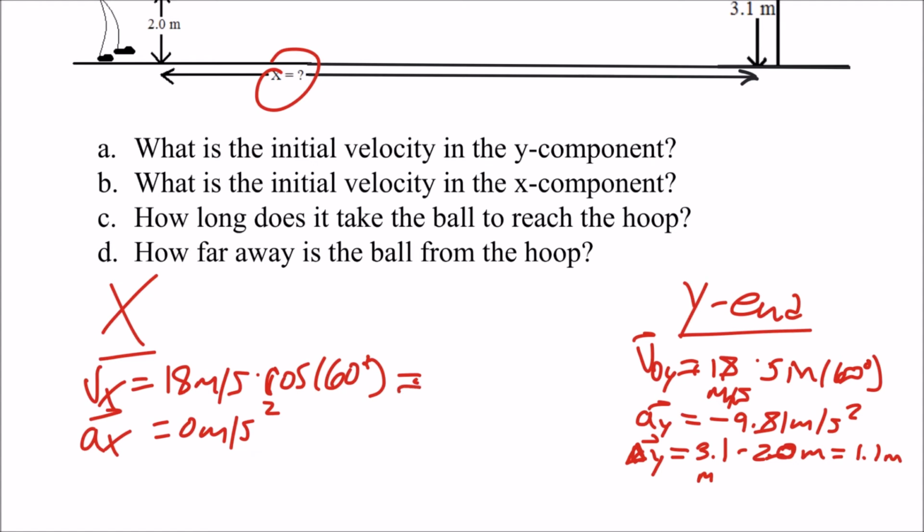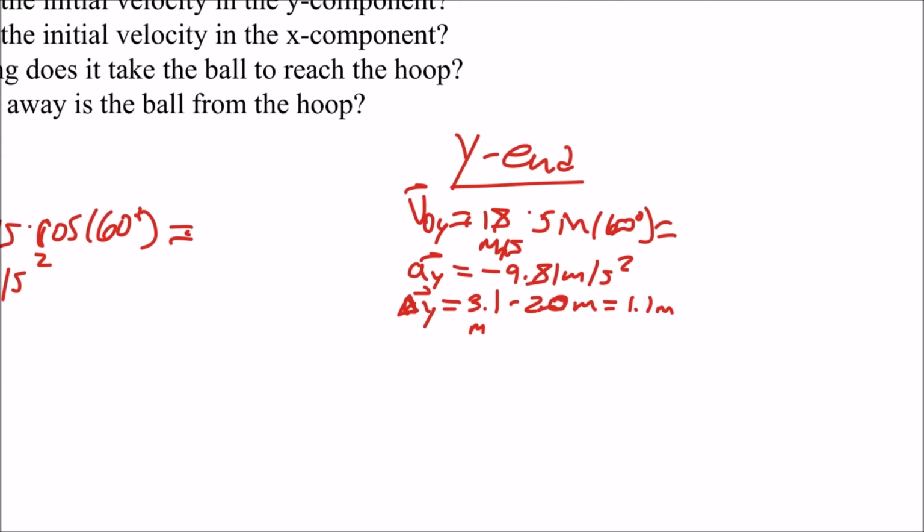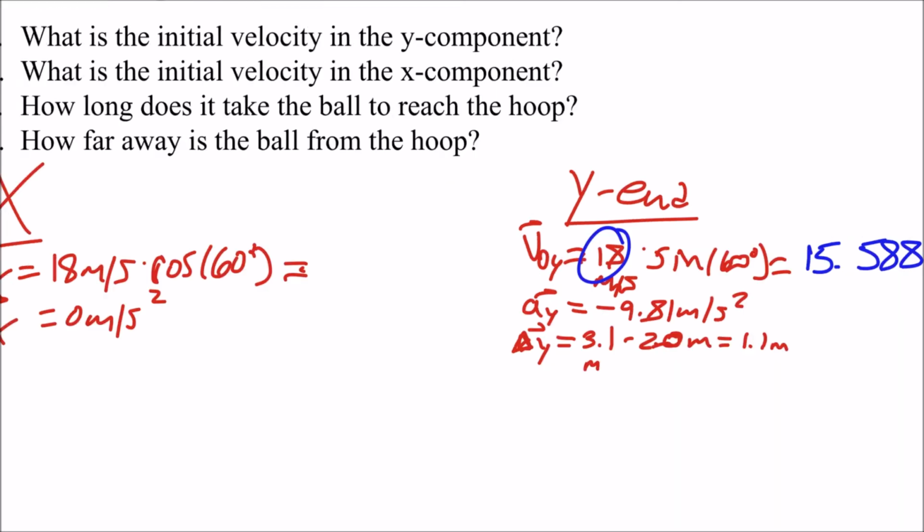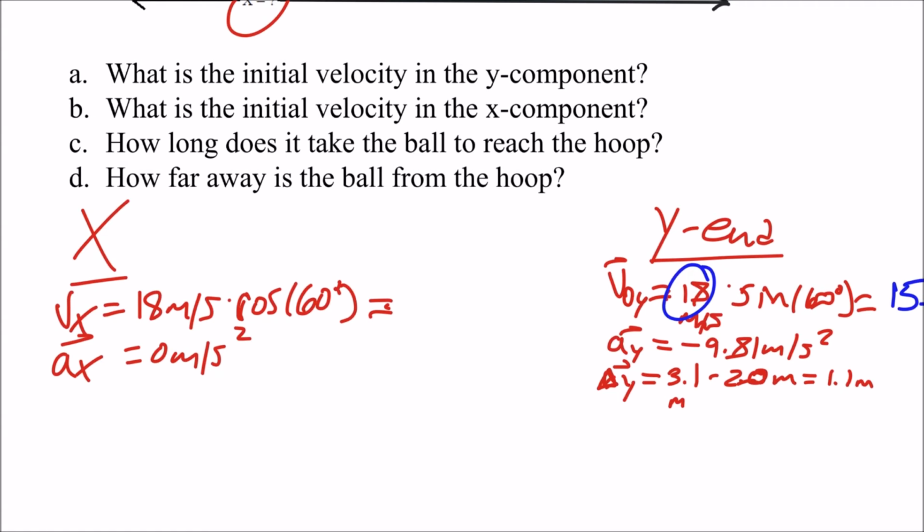Okay, so to answer letter A and letter B, we just need to do our trigonometry. For the y-axis, if I do 18 times the sine of 60, I'm coming up with 15.588457 blah blah blah meters per second. Now with the right number of sig figs, that's going to be 2. That means it's going to be 16 meters per second. So for letter A, we want to say 16 meters per second.